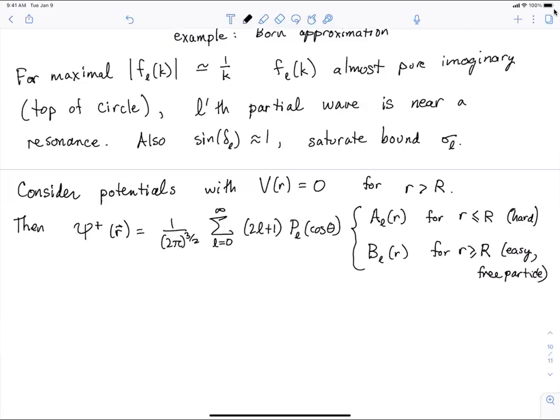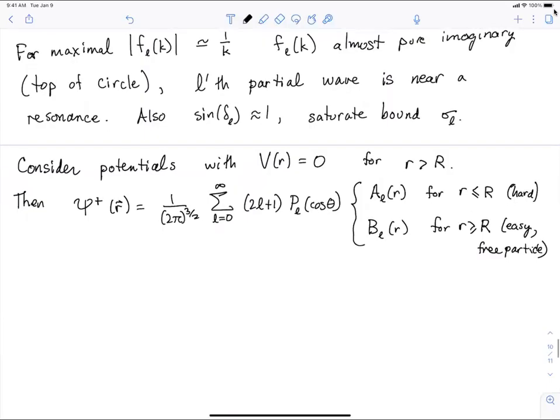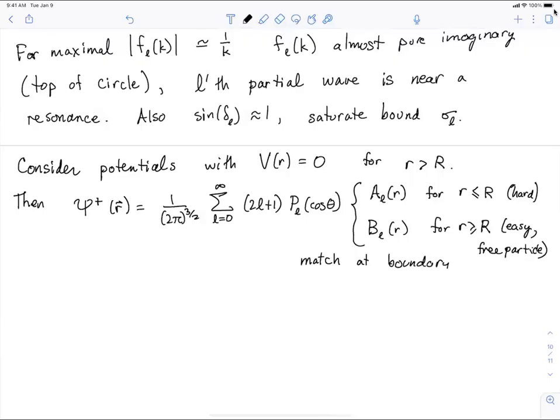So when I say easy, we just have to remember that we actually already did this in Physics 660. We just have to remember what we wrote down. And then in general, the problem is going to be to match these at the boundary between the two regions. So match at the boundary where little r is big R. Big R is sort of the range of the potential in this case.